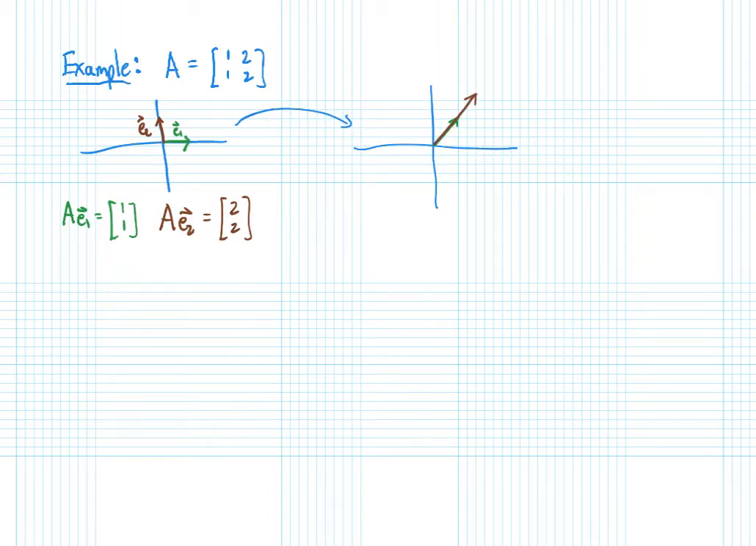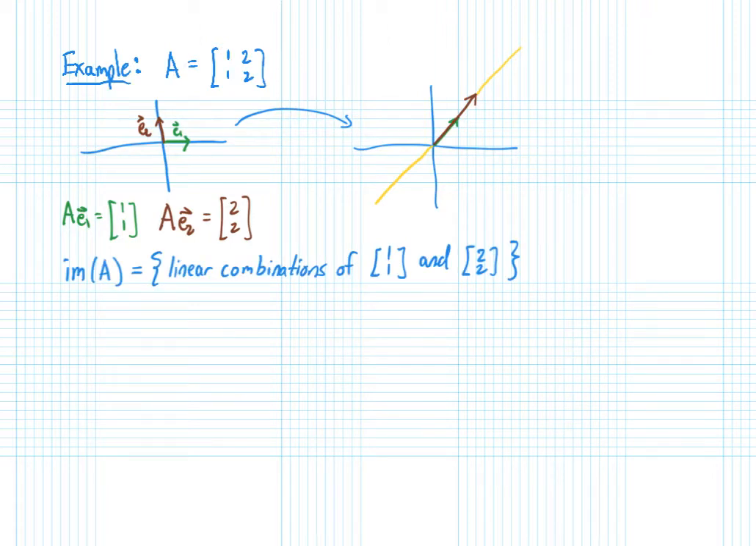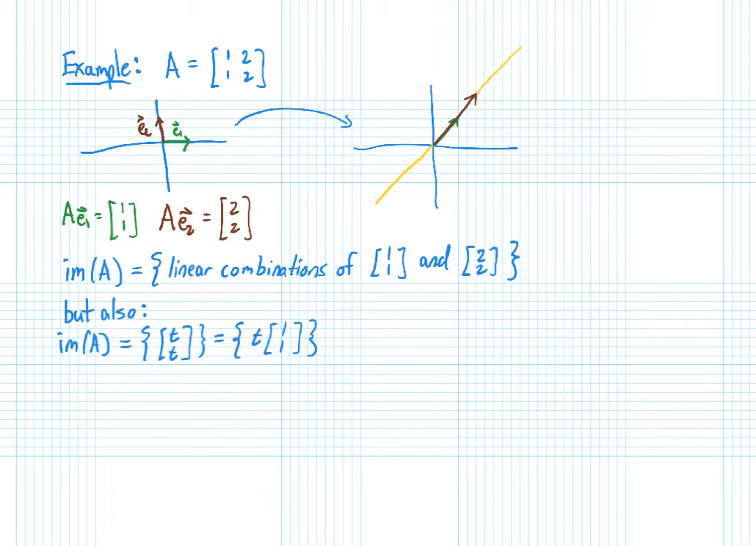And so the thing is, because these two vectors are pointing in the same direction, when you take combinations of the two vectors, you don't get things that are going in different directions. Everything is going to be on that same line. So based on what we learned earlier, we would say that the image of A consists of linear combinations of (1, 1) and (2, 2). But also, from the geometry, we can see that the image of A is just the set of vectors on that line, which can be described by a single parameter as just scalar multiples of (1, 1).